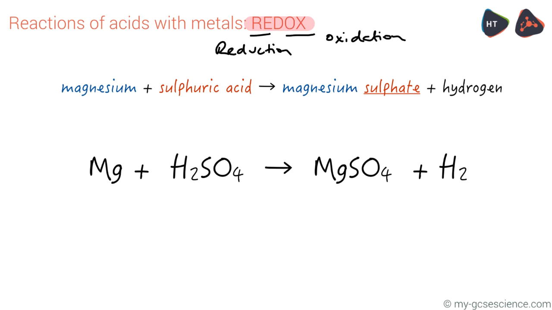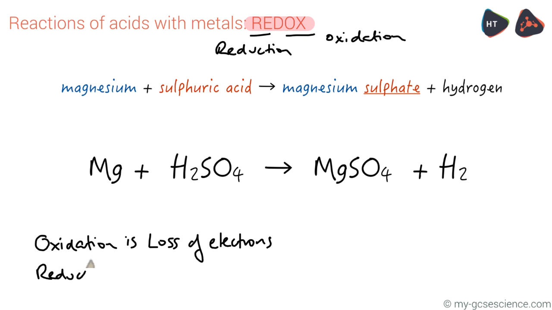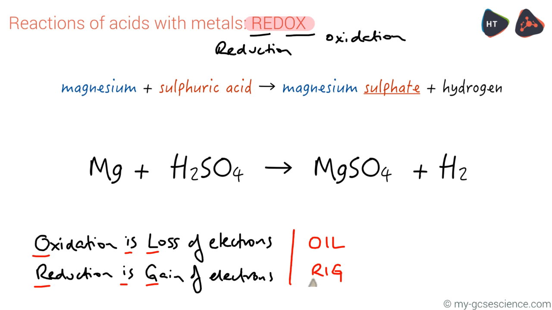We can tell if something has been reduced or oxidized by the gain or loss of electrons. If a substance is oxidized, it will always lose electrons. And if a substance is reduced, it will be gaining electrons. So we use this mnemonic, OIL RIG, to remember: oxidation is loss of electrons and reduction is gain of electrons. So let's have a look at what's happening in this reaction.